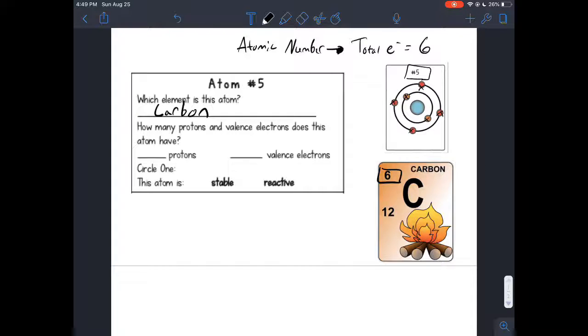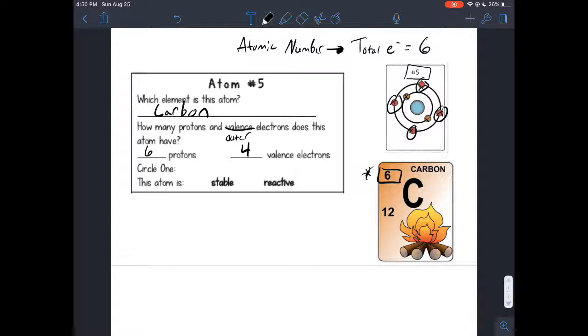How many protons and valence electrons? Every time we see the word valence, we cross it out, we replace it with outer. How many protons and valence electrons does this atom have? Well, its atomic number, 6. So we're putting 6 there. And then its number of valence electrons. Remember, the word valence means outer. So the number of valence electrons here, I'm going to circle them. 1, 2, 3, 4. Number of valence electrons is 4. All you do is count the outer layer.